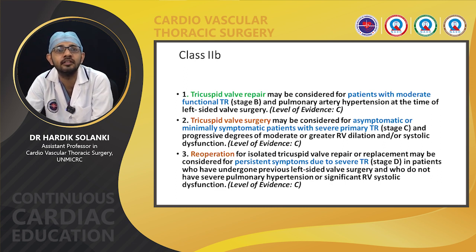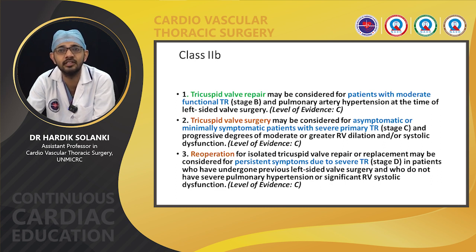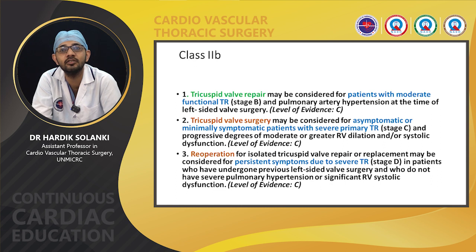Level of evidence C. And a reoperation for isolated tricuspid valve repair or replacement may be considered for persistent symptoms due to severe TR, patient in stage D symptomatic severe tricuspid regurgitation, in patients who have undergone previous left-sided valve surgery and who do not have severe PH or significant RV systolic dysfunction. Level of evidence C.